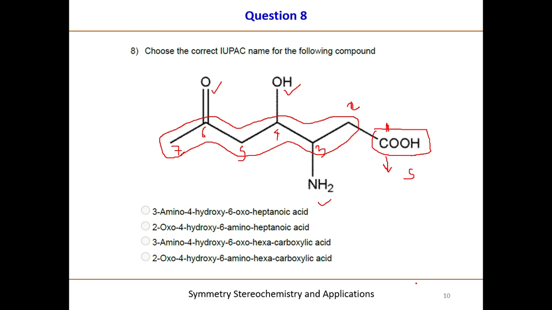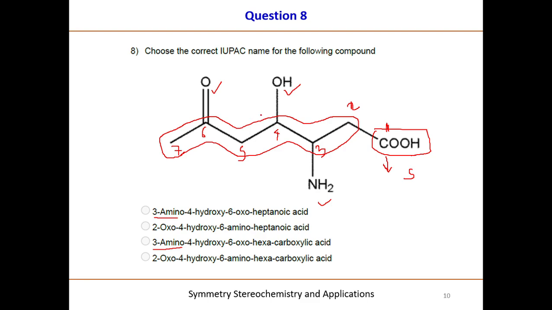So you can see at carbon number 3, 4, and 6 we have substituents. According to alphabetical order, we will write their names. So among amine, alcohol, and ketone, which comes first? Amine. Amine starts with A. That's why we will write here 3-amino. You can check in the options, 3-amino is present in only two options. 3-amino. Then oxo and hydroxy.